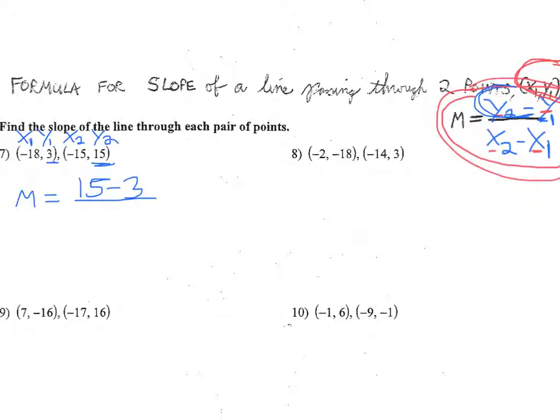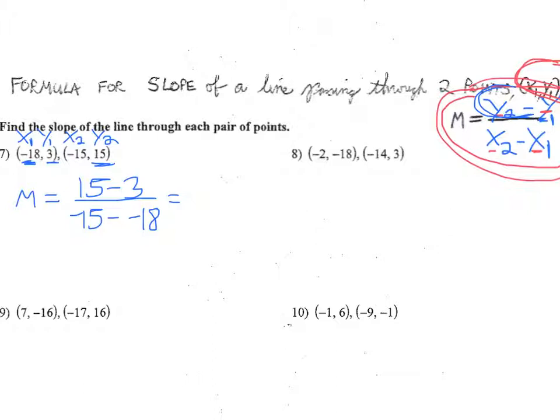And then, here's kind of the key. Since I started with this for the top, I have to start with this one for the bottom. So the bottom, I'm going to do negative 15 minus this negative 18. So I have negative 15 minus this other x value of negative 18. So you can see I have a double negative there.